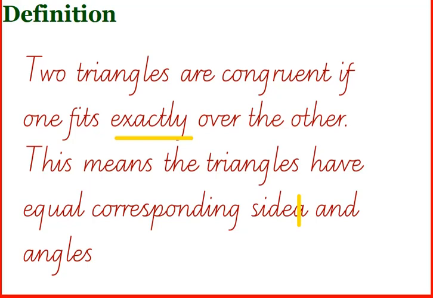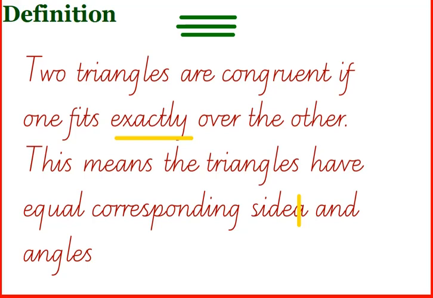So two triangles are congruent if one fits exactly over the other. That means they're exactly the same. If they're exactly the same, then they're congruent to each other. To determine whether two triangles are congruent, it is not necessary to check every side and every angle. We indicate congruency using three horizontal lines on top of each other. So congruent in symbol form will be three lines on top of each other horizontally.